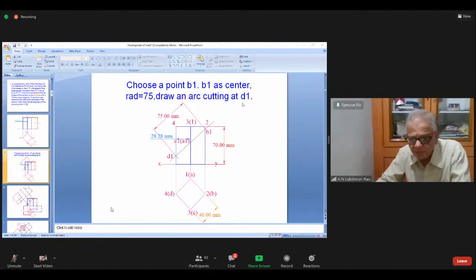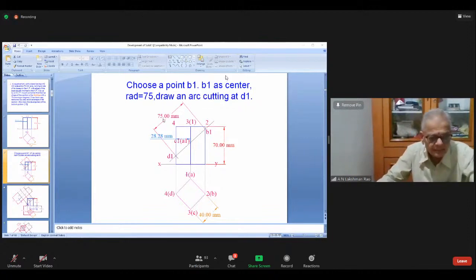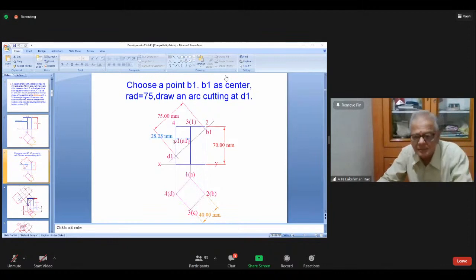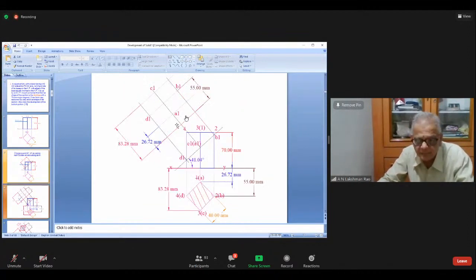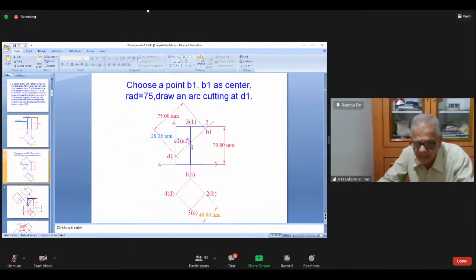Okay. Now, this is 75. Now, next stage is, once the section line is over, what should I do? From XY, I should measure the distances. From the old reference line, I should measure distances and draw another new reference line. From the old reference line XY, measure the distances, draw the new reference line X1, Y1, and mark there.